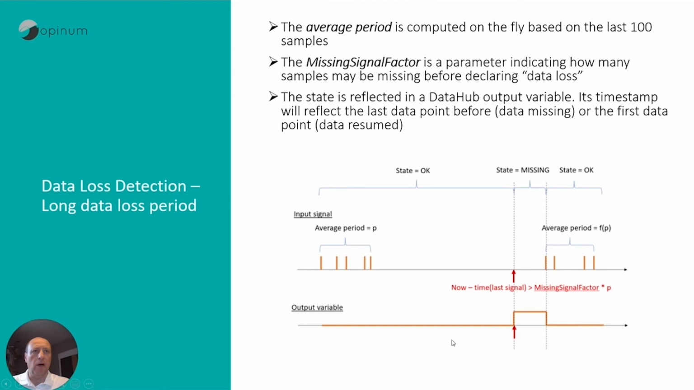Like we see here, the output variable. So the state is now missing, but the data points of the output variable will not be the time at which we notice the data lost, but it will be the timestamp of the last data point just before the period. The state keeps on being missing until we get a new data point, which sets the output variable to 0, sets the timestamp of this output variable to the one of the first data point that moved the state out of missing, so transition from missing to OK, and we restart the computation of the average period.